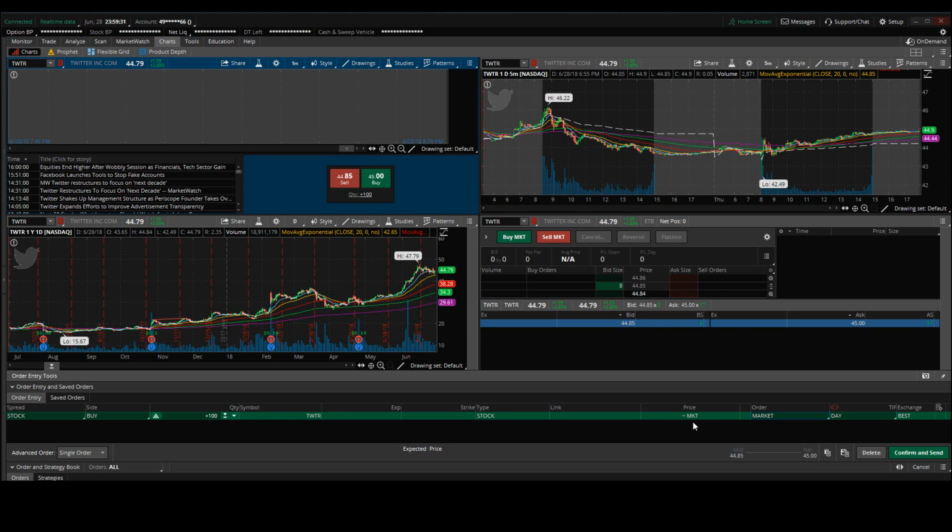So you will submit this order by coming over here, confirming it, and then the next box, you'll hit send. And whatever this price is when it processes, when your order gets filled, that's how much it cost you. So right now, this price could be $44.79, and let's just say the market fluctuates and it goes up to $45 or over $45.